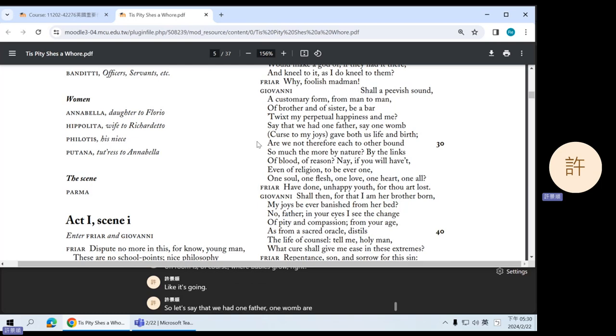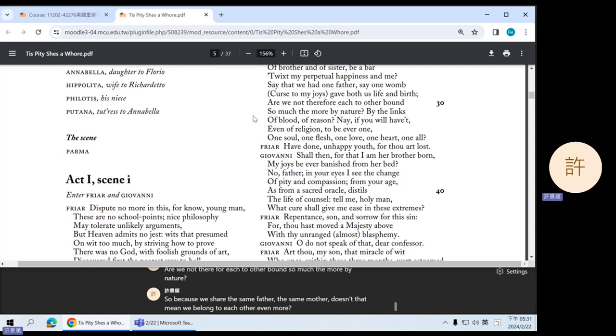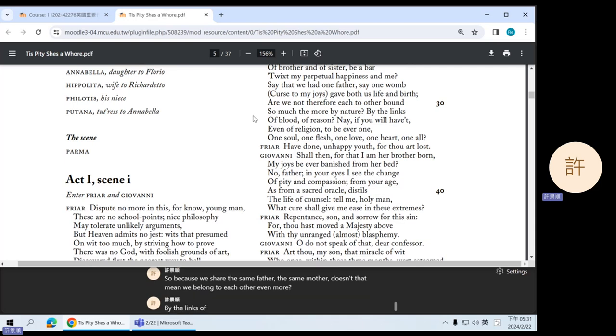"Are we not therefore each to other bound so much the more by nature?" So because we share the same father, the same mother, doesn't that mean we belong to each other even more? "By the links of blood, of reason." So we already share a bloodline, right? We belong together. And because of this reason, we should be together.